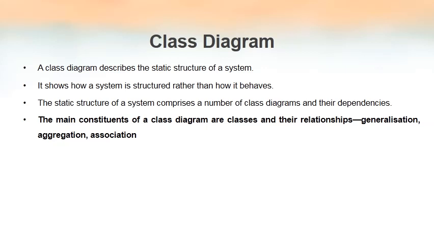When we draw a class diagram, the entire diagram consists of so many classes and how each of these classes are related to each other, how they are linked to each other. That is what we see when we draw a class diagram. So a class diagram consists of so many classes and the relations like generalization, aggregation, and association. To draw a class diagram, we must know what a class is and how to represent it. That is what we are going to see next.